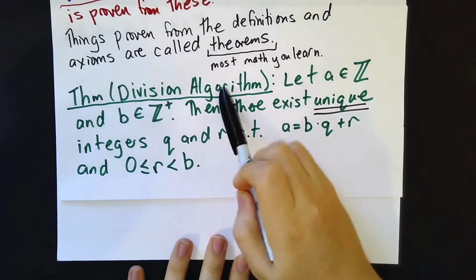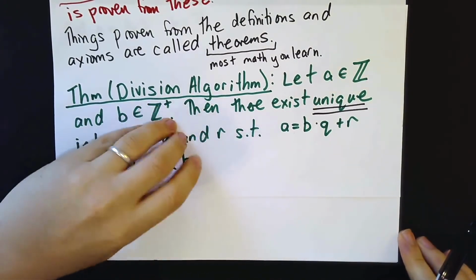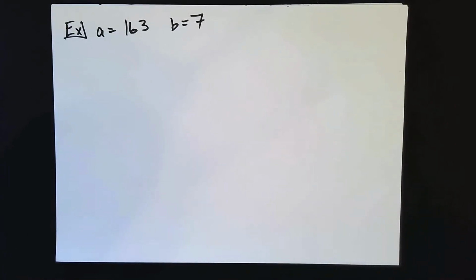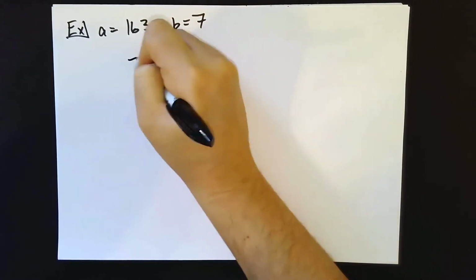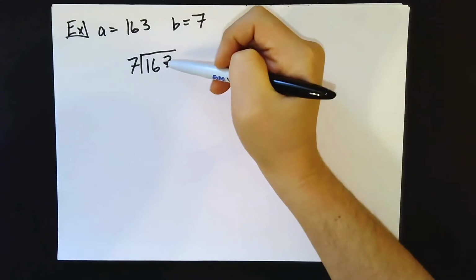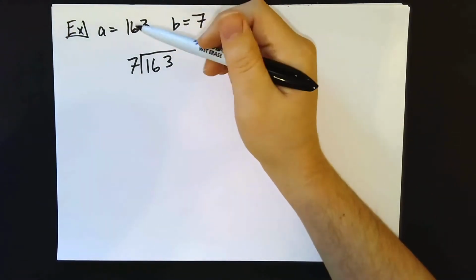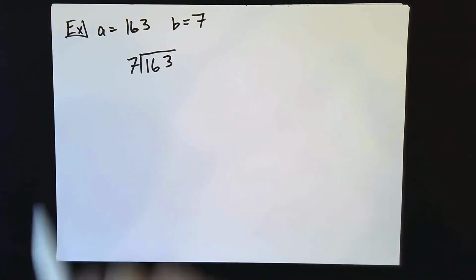So why is this called the division algorithm? Well, there's a couple ways to prove it. But one way to prove it is to give a prescriptive way to produce this solution. And so I might want to know what 163 divided by 7 is. And in fact, we have an algorithm that is just a procedure, that's all algorithm means, for producing this answer, that is for producing Q and R.